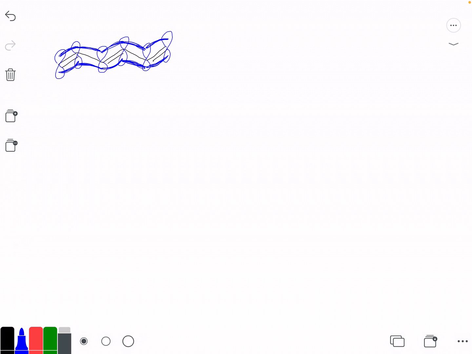In this case, these three pairs of pi electrons are delocalized across all 6 carbons in the molecule. And so this is an example of what we would call a conjugated, in this case, a triene, 3 double bonds.